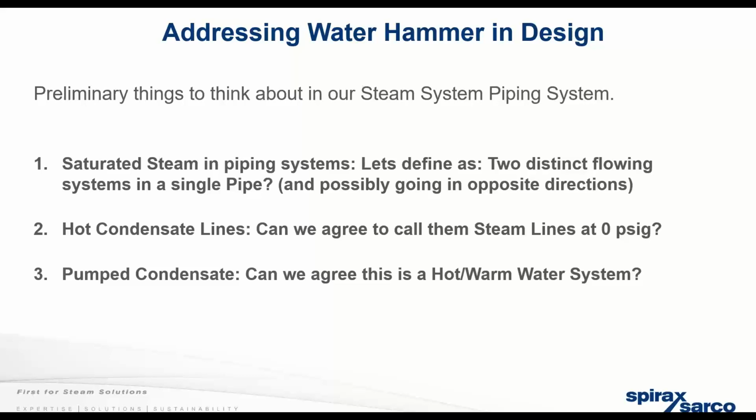What goes through my mind when I'm trying to design a system or troubleshoot water hammer systems. So saturated steam in piping systems, if we go into the math, it's two-phase flow, but the way I like to view it is two distinct flowing systems. So we have saturated steam and water, and they may or may not be going in the same direction. In a one pipe steam system, the water actually goes in the other direction. So we got to keep that in mind.